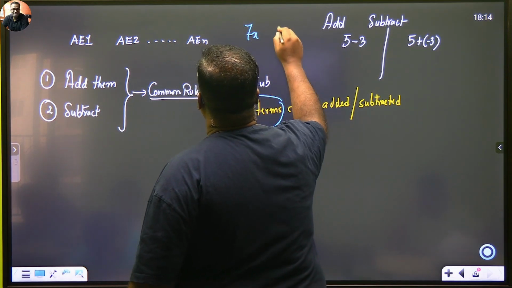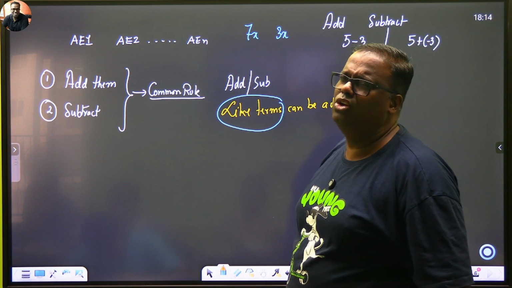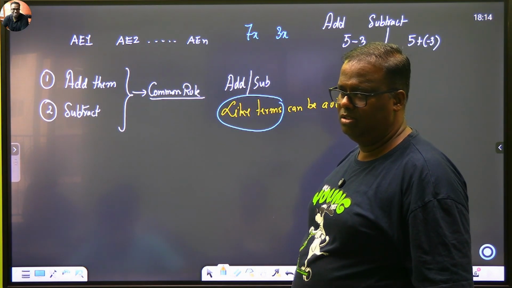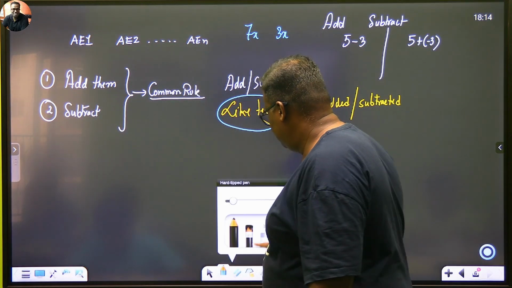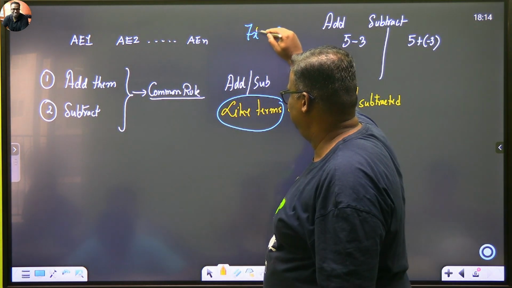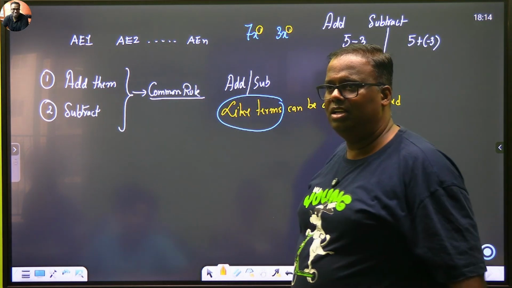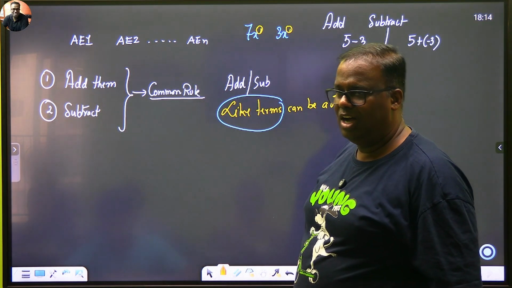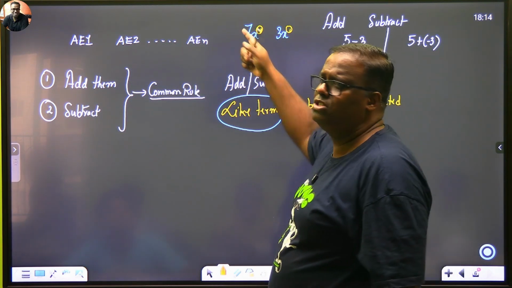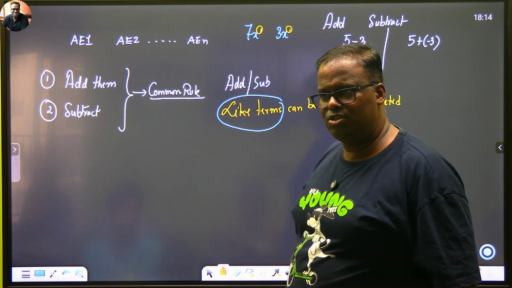7x and 3x. We do not look at the coefficient. We just look at the variable and the type of the bindi the variable is wearing. Are the bindis same? Are the variables same? It doesn't matter whether they carry a positive coefficient or a negative. They're like terms. Have you understood?